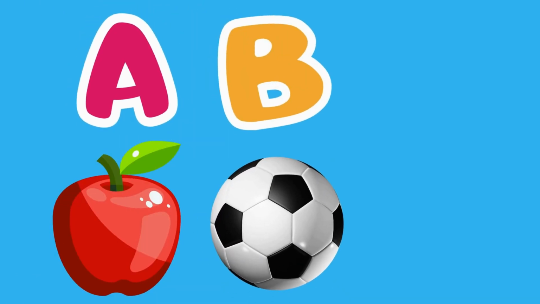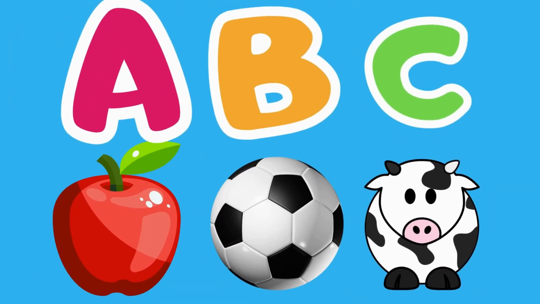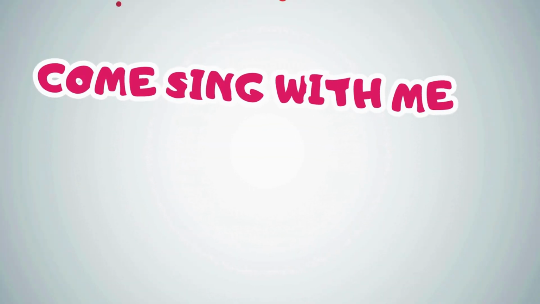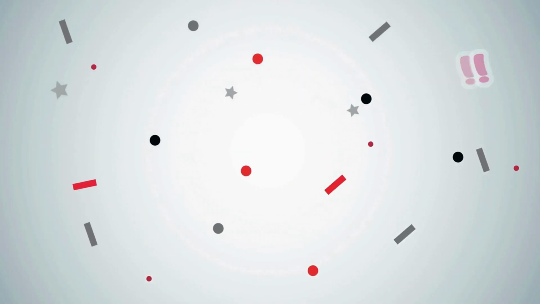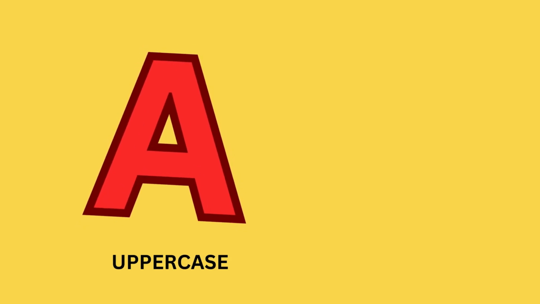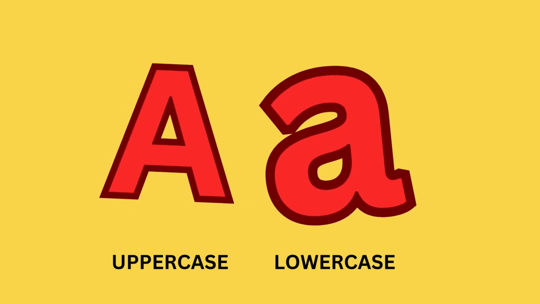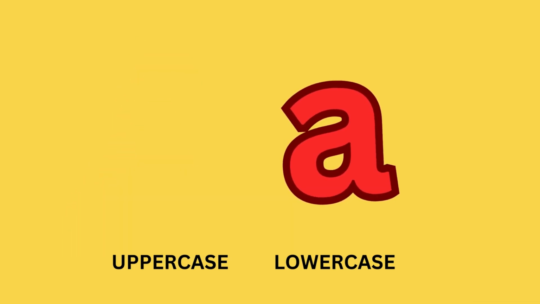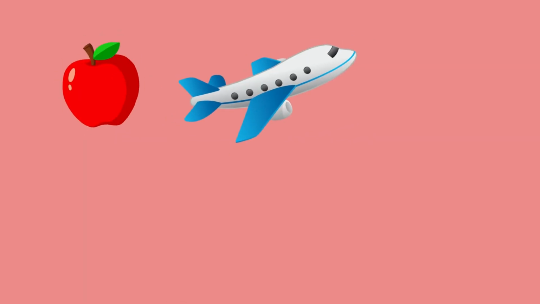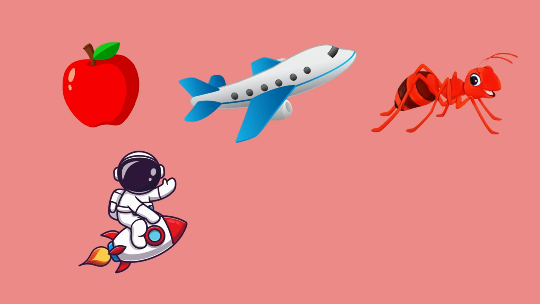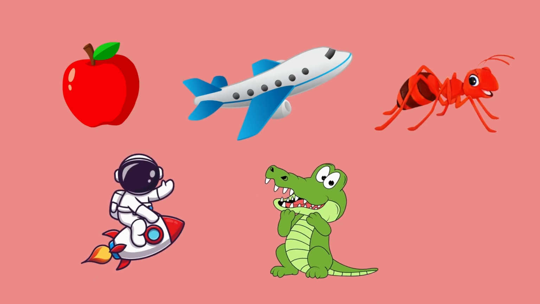Let's learn the alphabet A to Z. Come sing with me. A. This is uppercase A. This is lowercase a. A for apple, A for airplane, A for ant, A for astronaut, A for alligator.